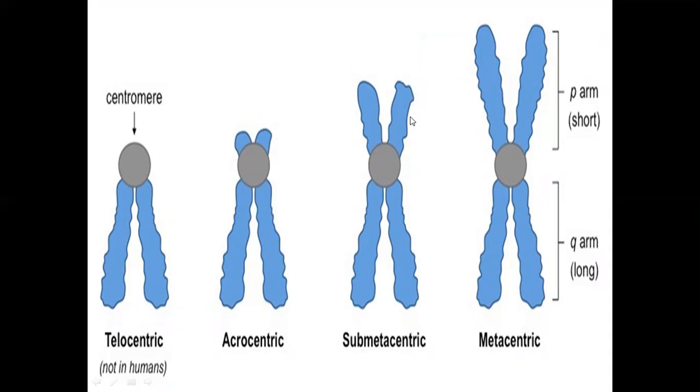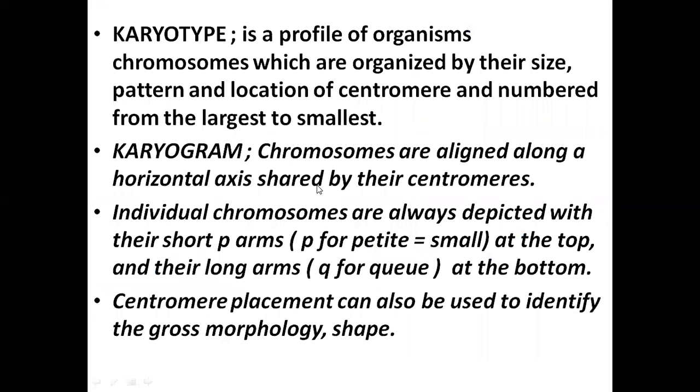Submetacentric, with a short arm and a long arm. Acrocentric, where the centromere is always close to one end, with a very short arm and a long arm. Telocentric, which you cannot find in humans, where the centromere is present almost at the area where the telomeres are present.